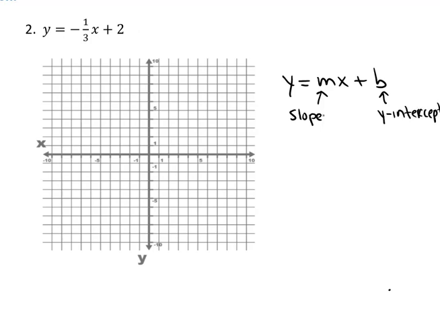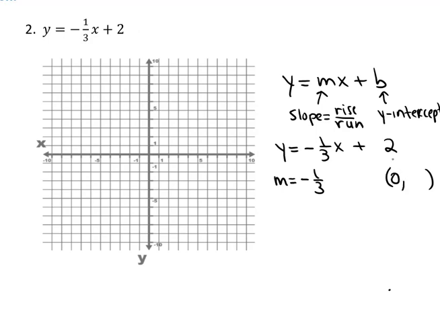The slope is defined as the rise over the run. So in this particular example, we have y is equal to negative 1/3 x plus 2. So the negative 1/3 is called the slope, and the 2 is called the y-intercept, except the y-intercept is written down as an ordered pair, where the x-coordinate is going to be 0, and then the y-coordinate is going to be that constant.